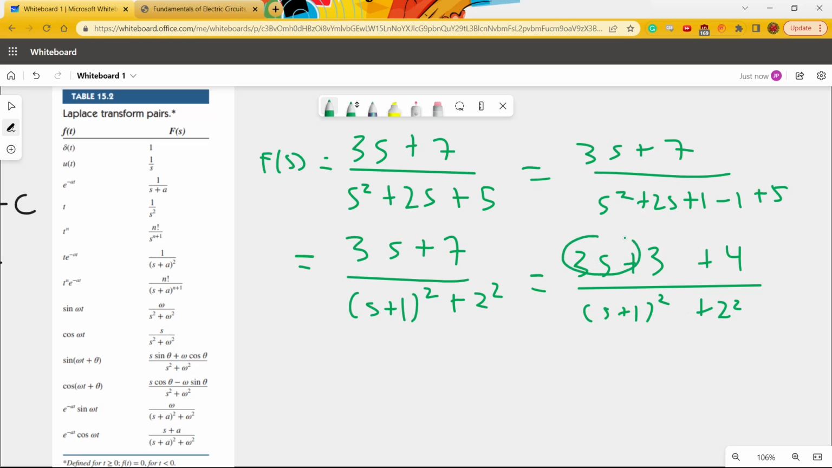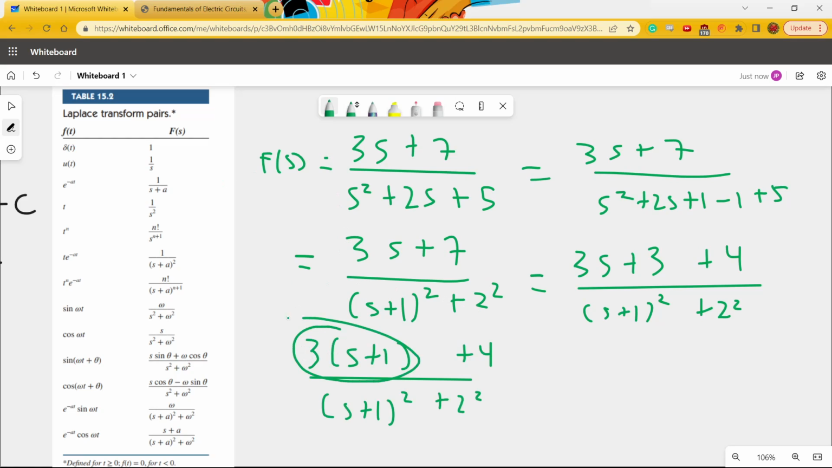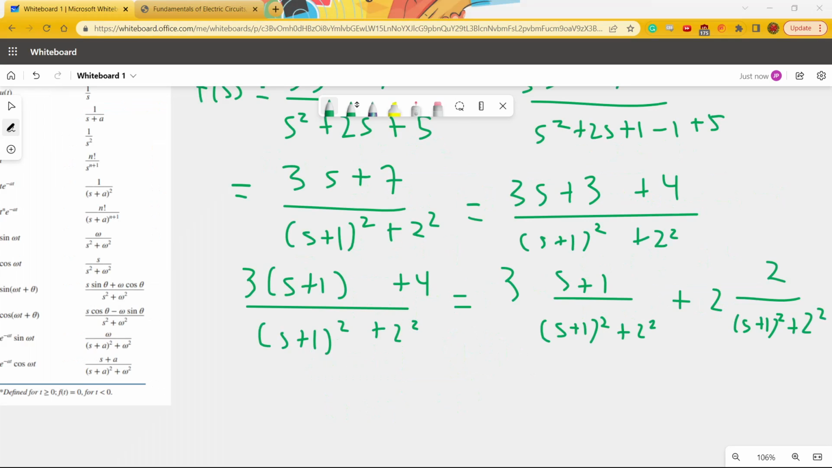You may now be able to see what I mean. You see that 3s plus 3 is 3 times (s plus 1). So let me factor that. Now you can see what I mean. So I looked at the constant in front of s, 3, and I knew I needed to introduce s plus 1. So I had to bring out another 3, so that when I factored out 3, I got 3 times (s plus 1). And we're left with this 4 over here. And so I've now split this fraction into 2. We have 3 times (s plus 1) over all this, plus 2 times 2 over all this.